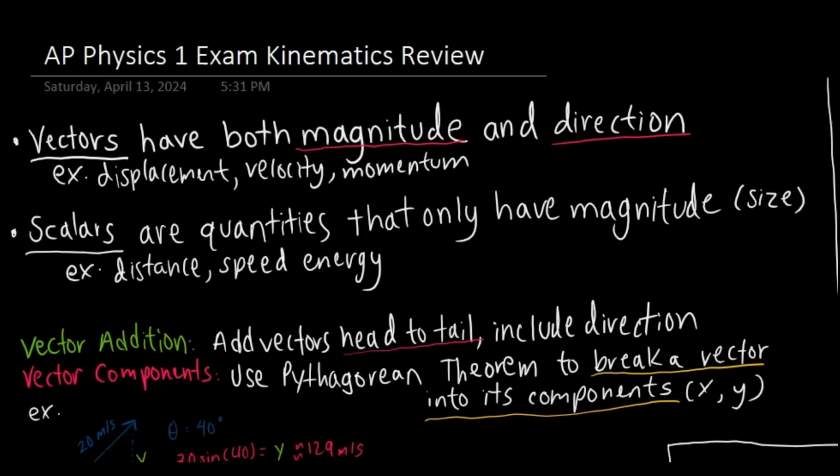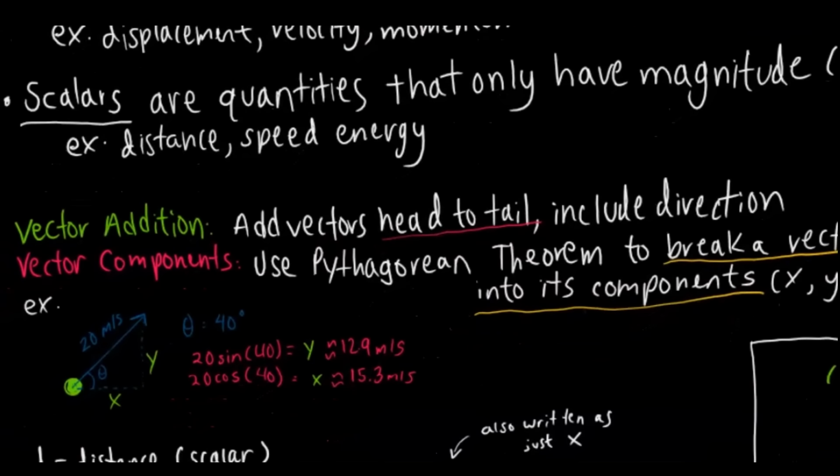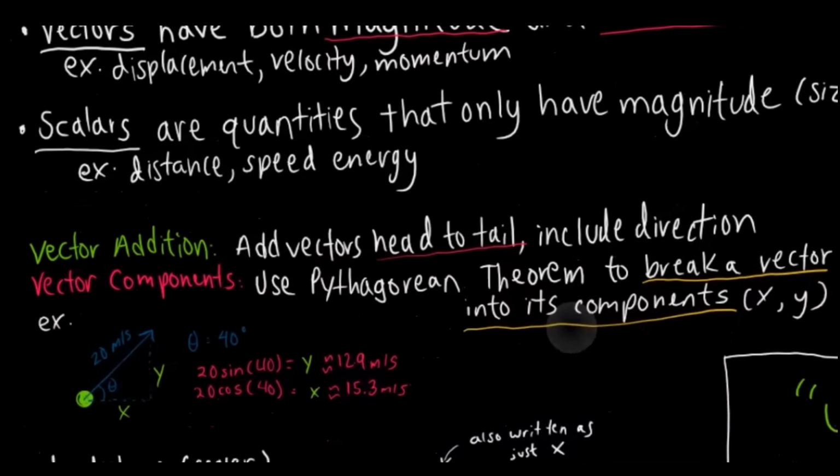The first thing we have to recognize is some basic things regarding physics foundation. We need to be able to recognize the difference between a vector and a scalar. Vectors have both magnitude, or size, and a direction. Examples of that would be displacement, velocity, momentum. Scalars are quantities that only have magnitude, so that's stuff you don't have to specify direction for, like speed, energy, distance.